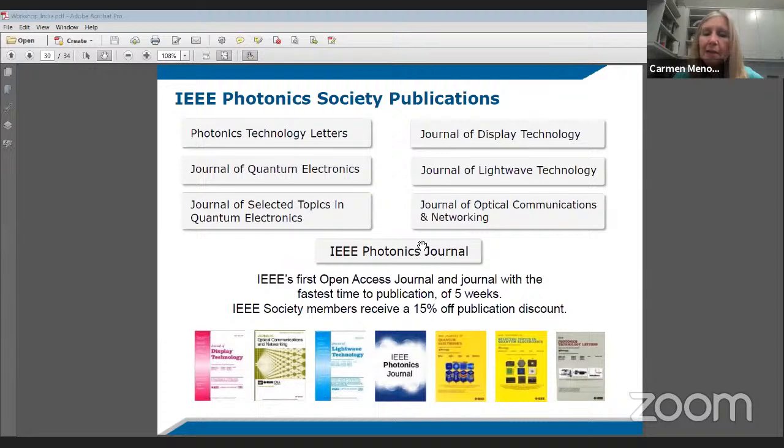Now, this is one of the advantages of publishing in an open access journal: in a sense, everyone has access to the paper. And so your work, if published in an open access journal, will have more visibility. It will have instant visibility.